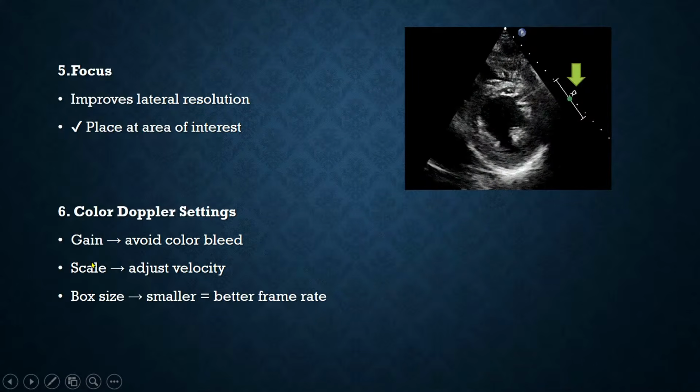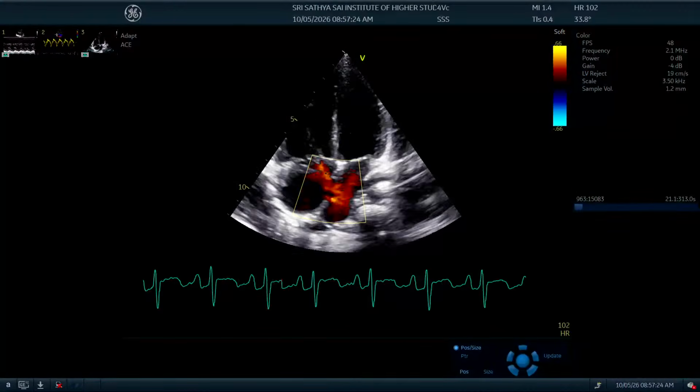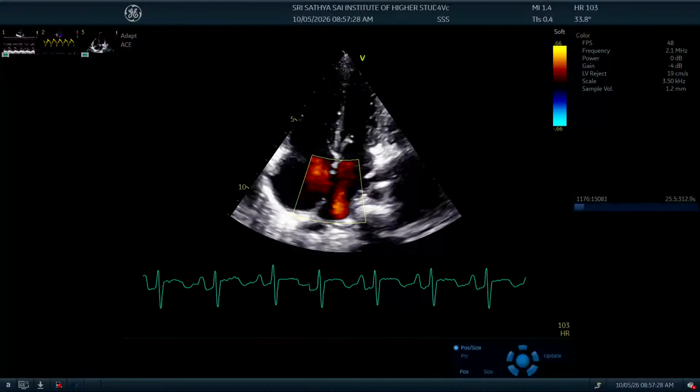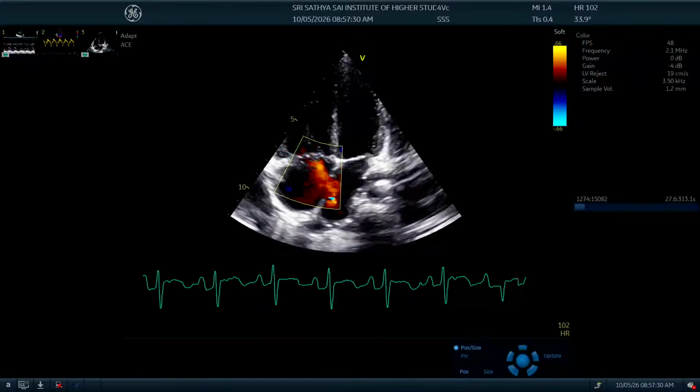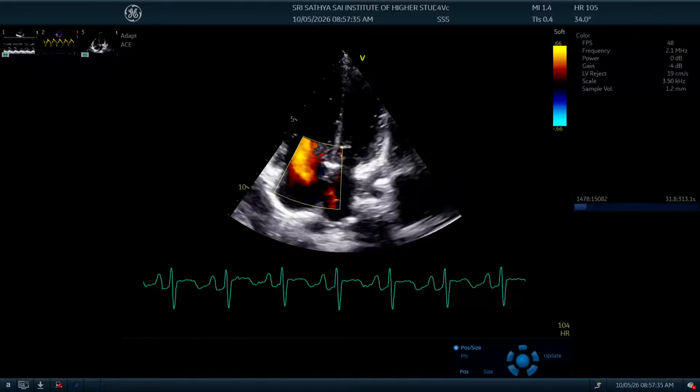Coming to the color Doppler settings: it controls the sensitivity, adjusted to fill the vessel without color bleed. The important thing in color is the color scale, that is PRF. It controls the velocity direction.